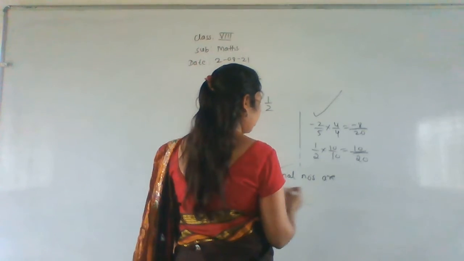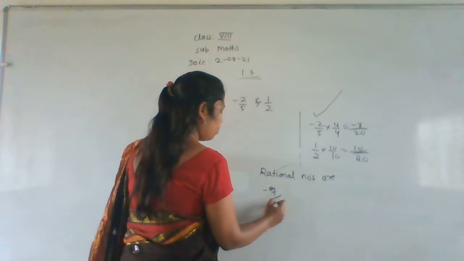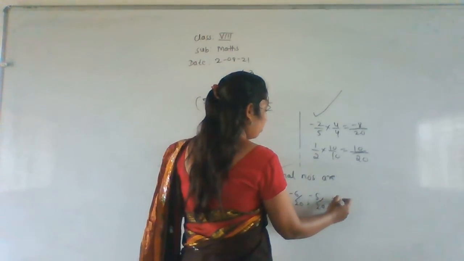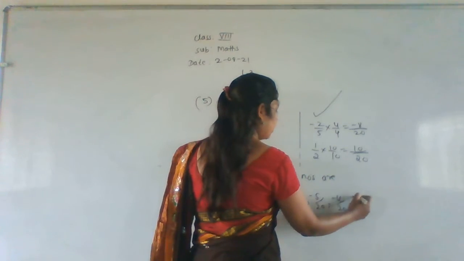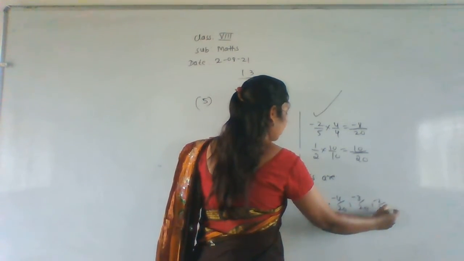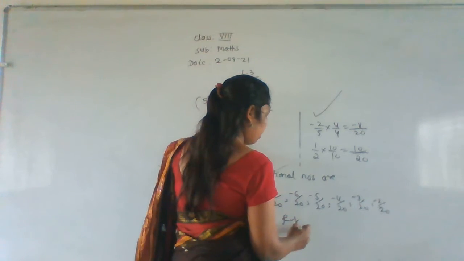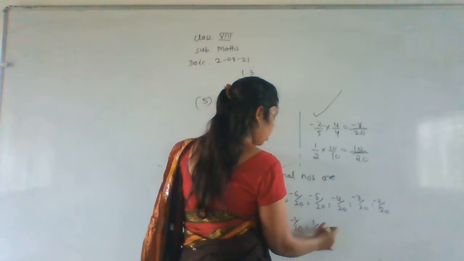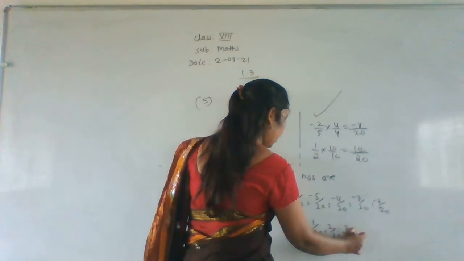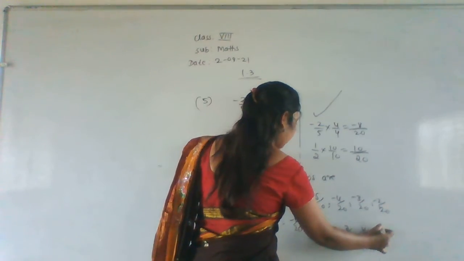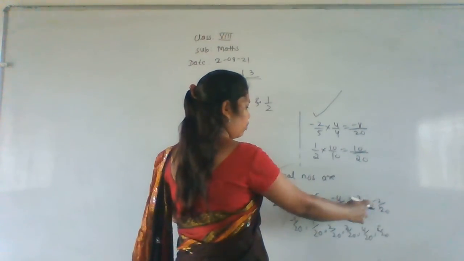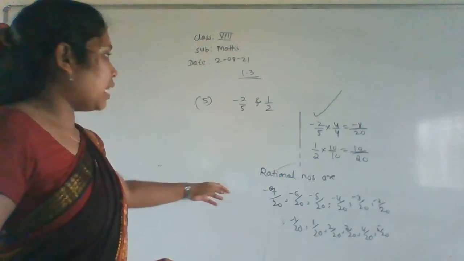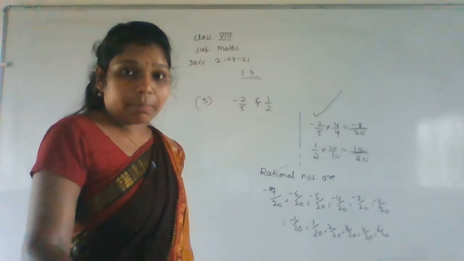Rational numbers are minus 7 by 20, minus 6 by 20, minus 5 by 20, minus 4 by 20, and next minus 3 by 20, minus 2 by 20, next minus 1 by 20, don't write and, next 1 by 20, 2 by 20, 3 by 20, and 4 by 20, 5 by 20. How many have we written? 1, 2, 3, 4, 5, 6, 7, 8, 9, 10, 11, 12. Okay. So these are the rational numbers in between minus 2 by 5 and 1 by 2.